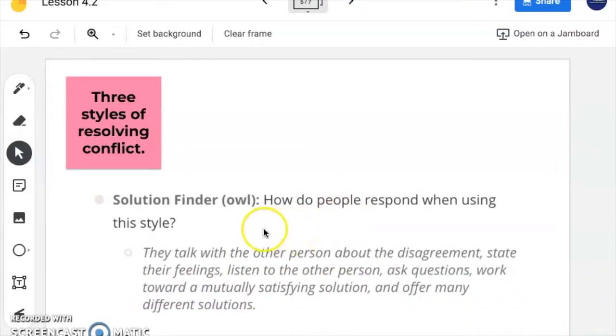We also have the owl, which is known as the solution finder. How do people respond when using this style? Well, they talk with the other person about the disagreement, state their feelings, listen to the other person, ask questions, work towards a mutually satisfying solution, and offer many different solutions. The owl is what we should all strive to be, the solution finder.